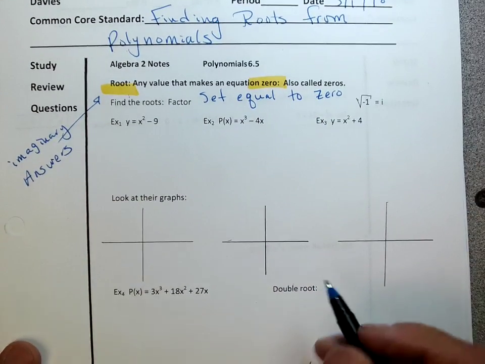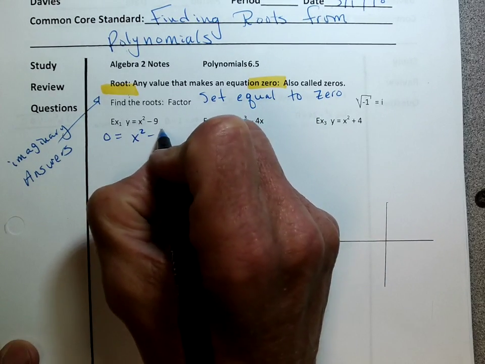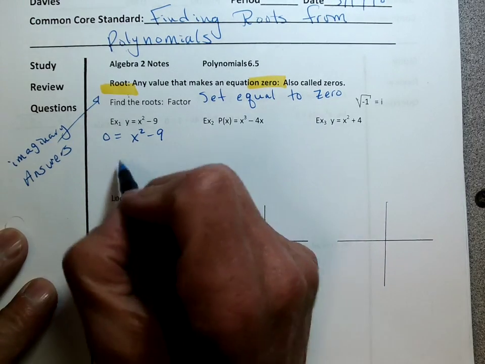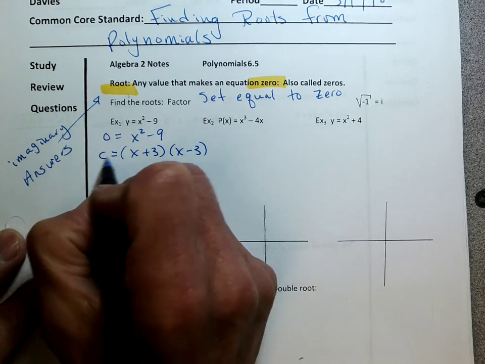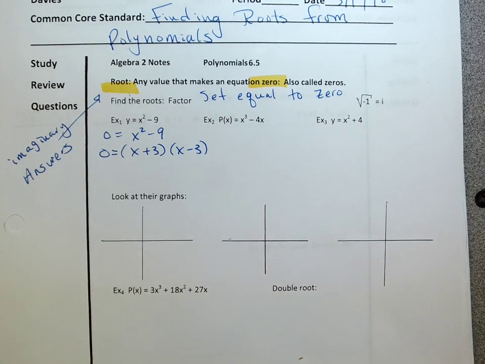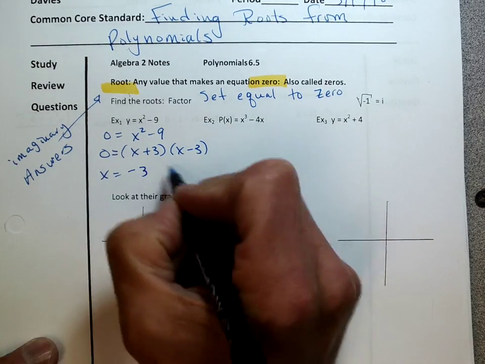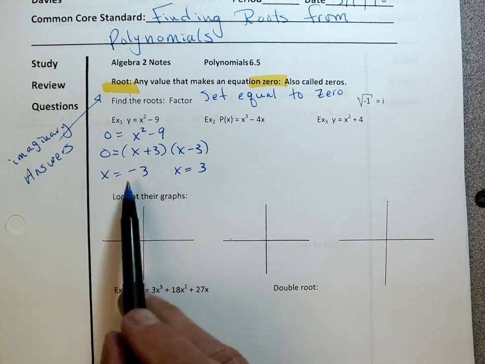So on example 1, we set it equal to 0, so we got 0 equals x squared minus 9. Okay, and make sure I'm not going too fast. I'm okay so far, right? And then it will factor into an x plus 3, x minus 3, equals 0. And then I've got my little mini equations, and if I set them equal to 0 and solve, I think you'll agree, we get negative 3 and positive 3, right?